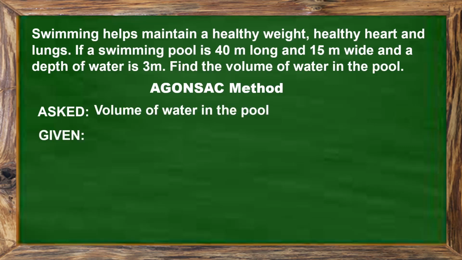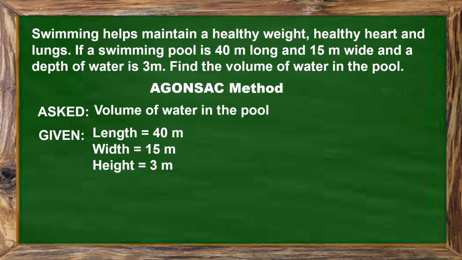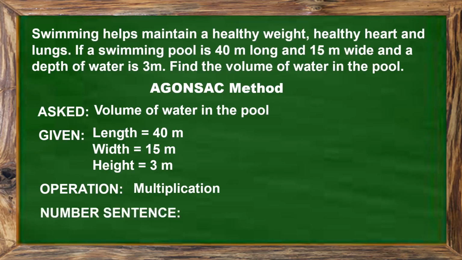Next, given. Correct. Length is equal to 40 meters, width is 15 meters, and height is 3 meters. What operation to be used? Correct. Multiplication. Number sentence. Tama. Volume is equal to length times width times height. The length is 40 meters, width 15, height is 3 meters.